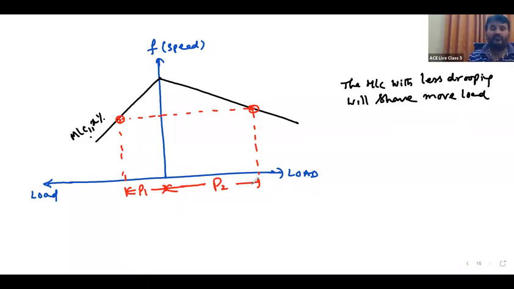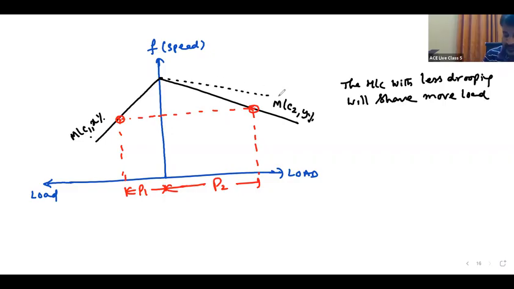Now, why should they have drooping characteristics? Drooping characteristics are needed for stable parallel operation. Otherwise, for example, if the second machine has still less drooping, what is going to happen? It will take still more load.